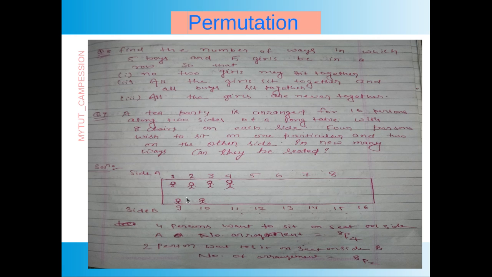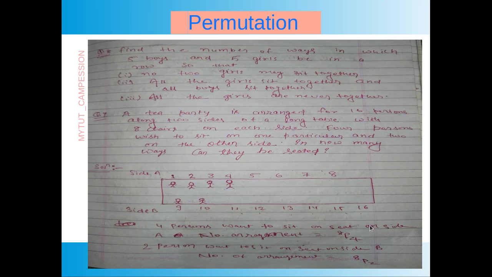But here the 4 want to sit on this side, not at the same place, like 1 2 3 4 on this side only, or 1 3 5 6, or like this way 1 2 7 8. I have just represented this to give you understanding. So these 2 want to sit on this side, opposite to all these 4.